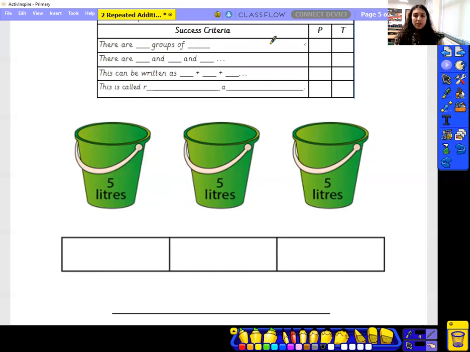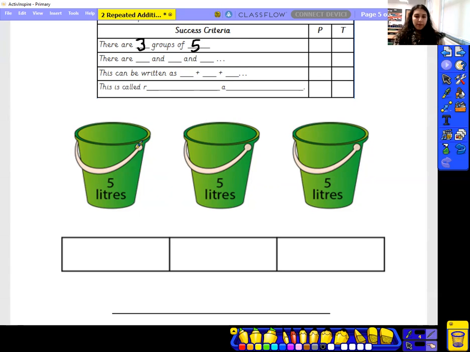So I've got a success criteria that can help me follow this sentence frame. So there are groups of, how many groups do I have? That's right, there are 3 groups. And how much do I have inside each of my groups? Well done, there are 5 litres of liquid inside each group.